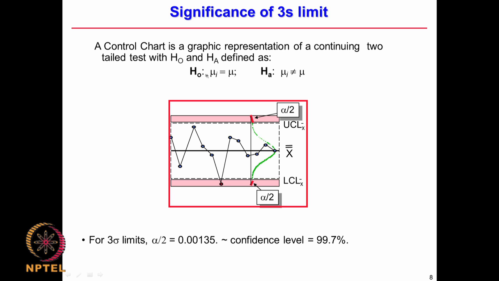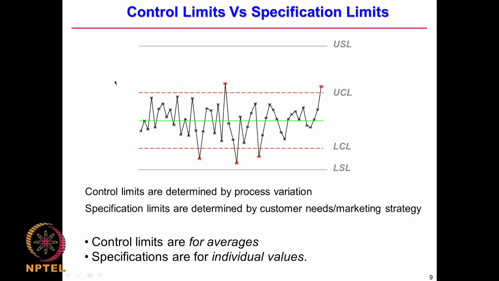So, it is like H naught is mu i equal to mu, Ha is mu i is not equal to mu. So, for 3 sigma what do you do? 3 sigma you take alpha by 2 is 0.00135, that is to get 99.7%, right. So, we plot a 3 sigma, or we can have 2 sigma, or we can have 1 sigma in the upper and lower bounds actually. So, this is the lower control limit, that could be minus 3 sigma, the upper control limit could be plus 3 sigma, okay. Then you will also have upper specification limit, lower specification limit.